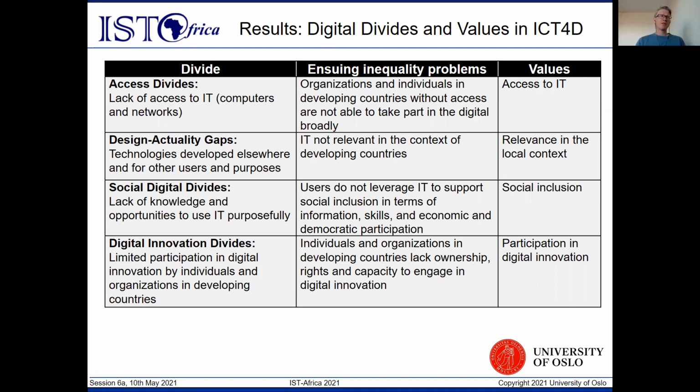The second generation of divides was the design actuality gaps. While access has improved in general, the design of IT still primarily occurs in developed countries and not mainly for users in developing countries and their purposes. There is a common concern that the context of developing countries poses particular challenges to IT and requires different technologies and implementation and governance approaches.